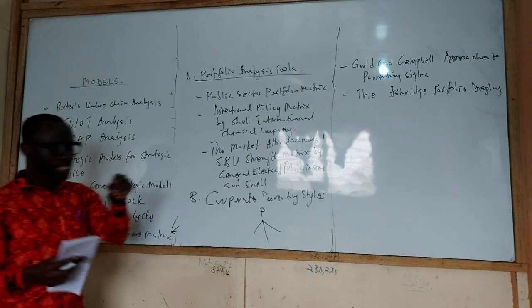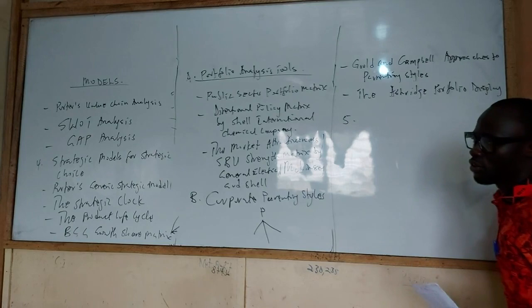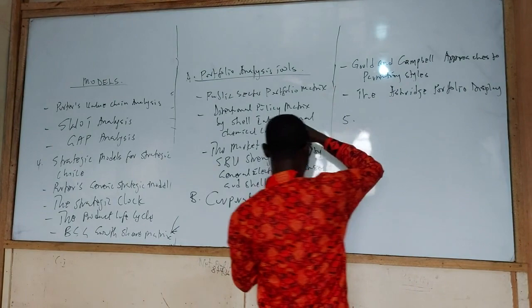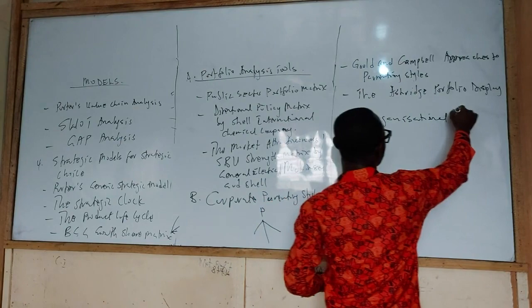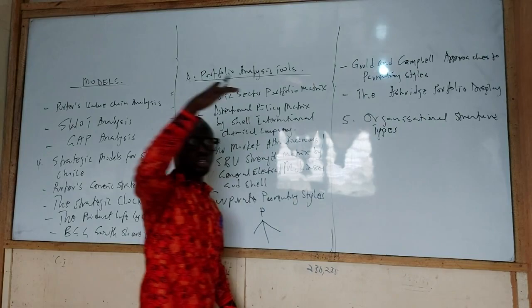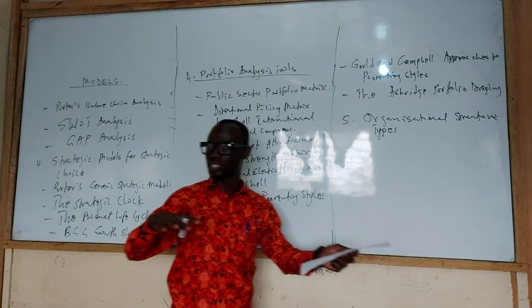Then the last one, number five. Now, number five is not modules, really. It's just about organizational structure types. So these are not modules. Organizational structure types. So the various types of organizational structures, you must know them. Tall organizational structure, matrix organizational structure, wide organizational structure, the advantages, the disadvantages, those things.